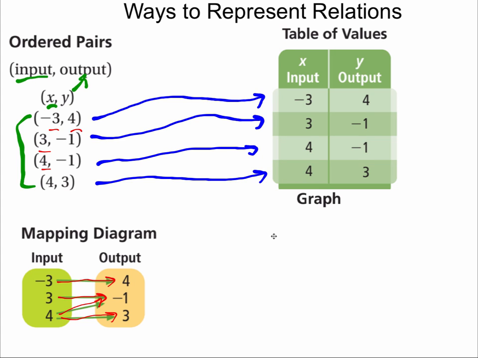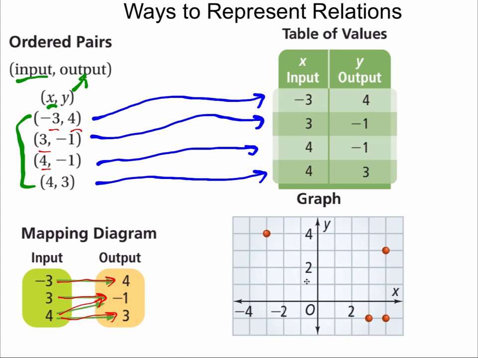And the last way we represent relations is with graphs. For a graph, you go in and plot your input and your output. I tend to like either one of these two representations to help me with the graph. You try this one since I've marked on it. The first point is -3, 4. So you're going to come over -3 units. So you're going to go back 1, 2, 3, and then up 4. So this is the point -3, 4.